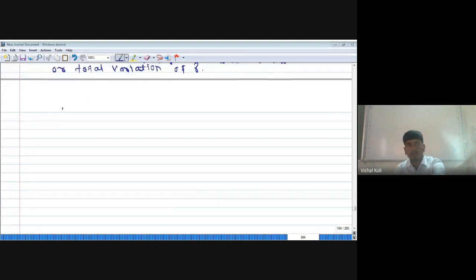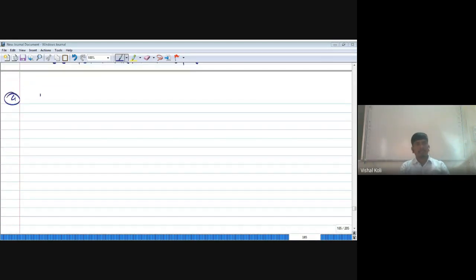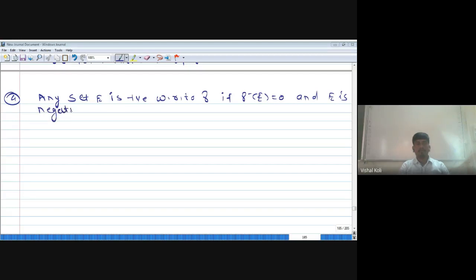The fourth note will be: any set E is positive with respect to gamma if gamma minus of E is equal to 0, and E is negative with respect to gamma if gamma plus of E is equal to 0, and E is a null set whenever modulus of gamma of E is equal to 0.